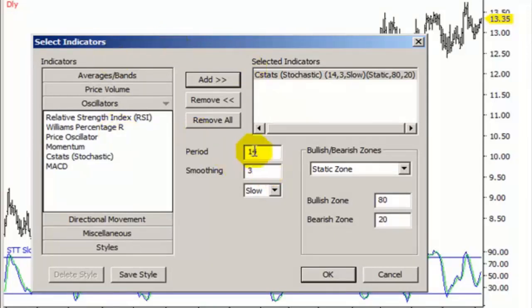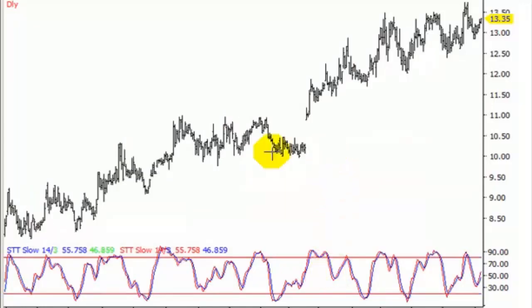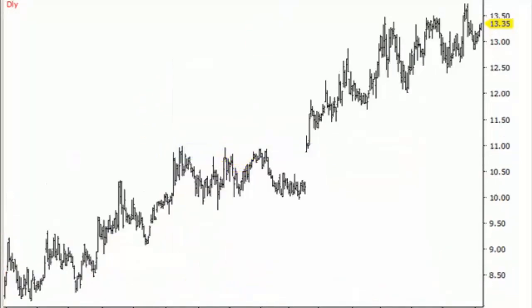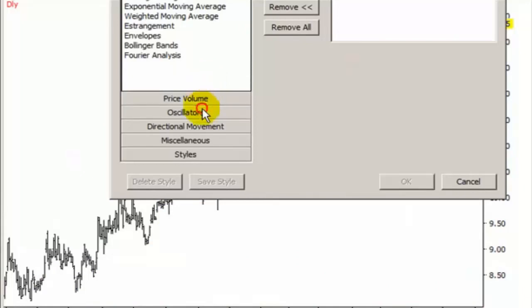But for this example, we're just going to stick with the 14 and the smoothing of 3, and we're going to click on slow. Have a bullish zone of 80 and a bearish zone of 20. Let's click OK. And as you can see, this is what we have right now on our charts. Let me just delete one of these. Oh, whoops! I just deleted both of them. Let's just quickly bring it back.